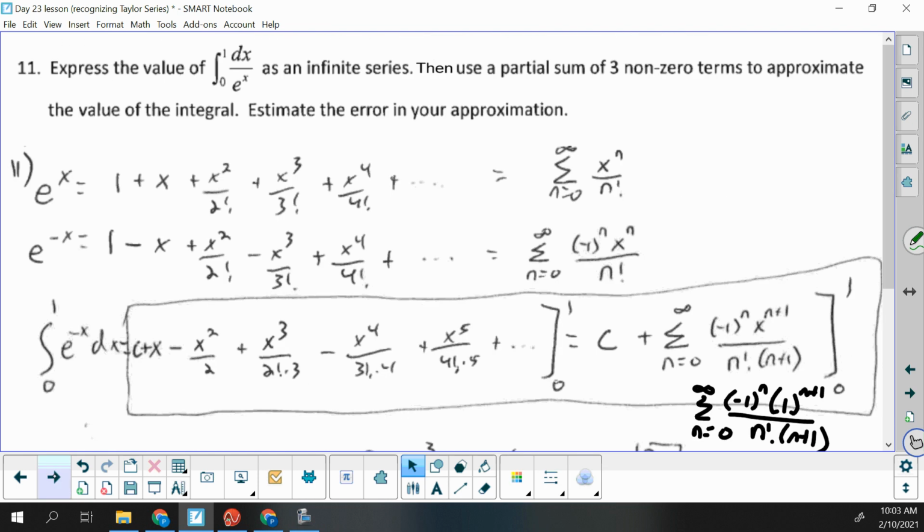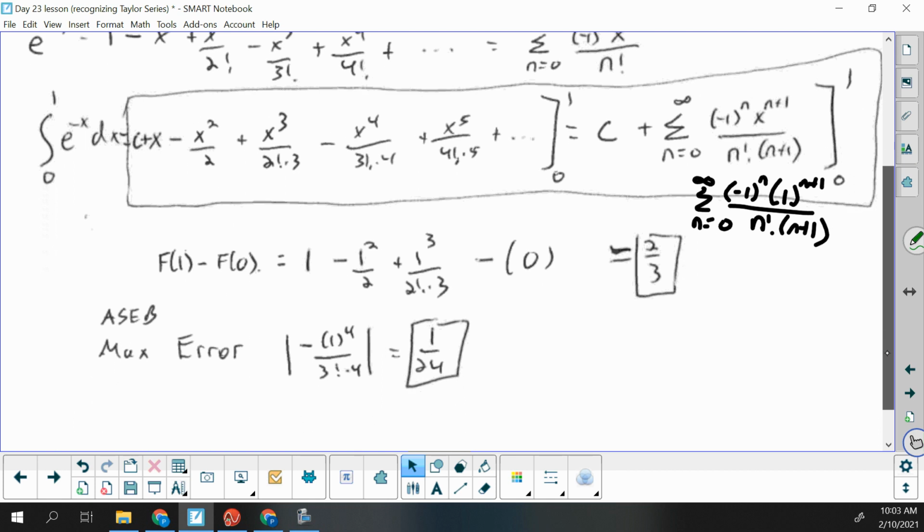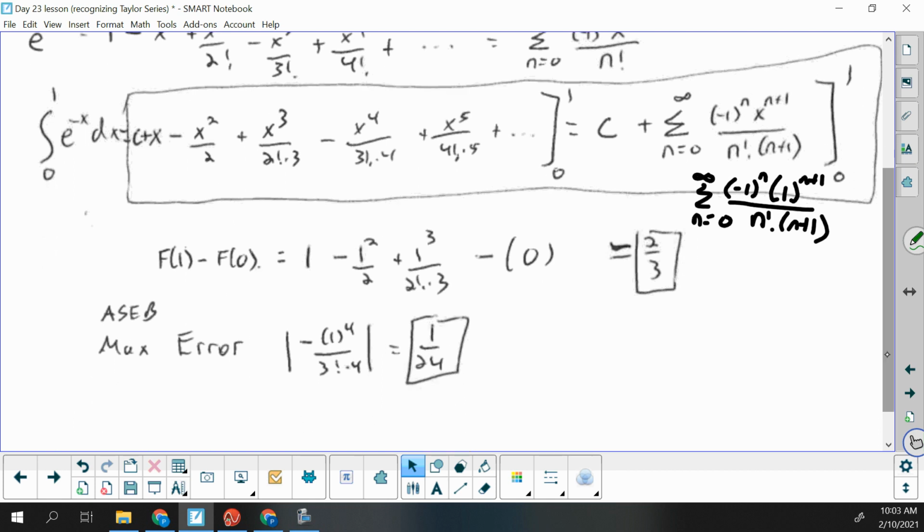In 11, that's really e to the negative x, so start with your e to the x. Fill in a negative x. Do your antiderivative. We don't necessarily need the c here because we're going to be subbing in. Make sure you use the general term of your antiderivative. When you sub in 1, we'll get what's in black there, minus what you sub in 0. It's just going to all go away. Then they wanted us, just like the last one, to use the first 3 terms, so we get 2/3. And then alternating series error bound, so use your 4th, sub in 1, and we get that our error is 1/24.